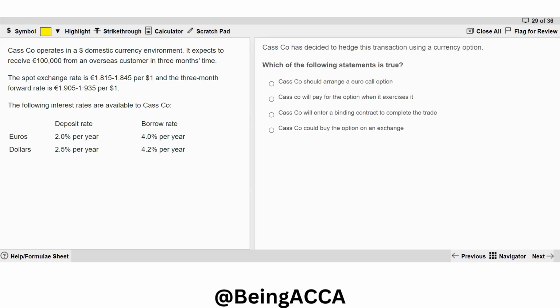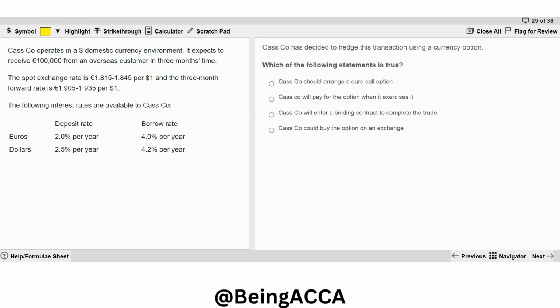CAS company has decided to hedge this transaction using a currency option. Which of the following statements is true? We are given a few options that CAS company could use. So let's have a look. CAS company should arrange a euro call option. If they go for a euro call option, this would not fulfill their purpose over here.